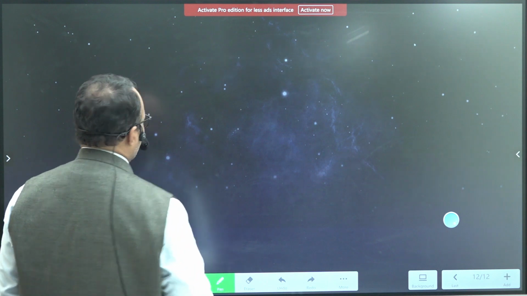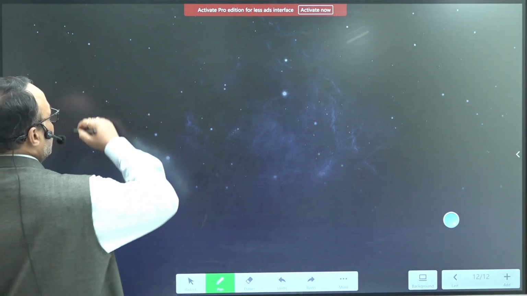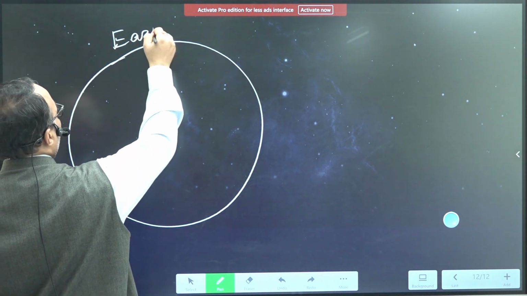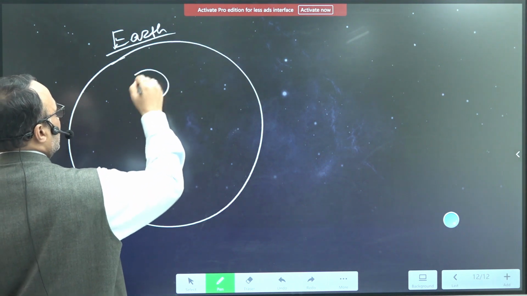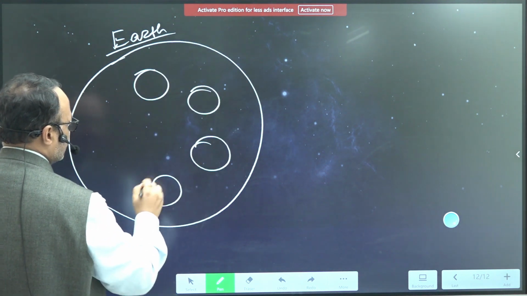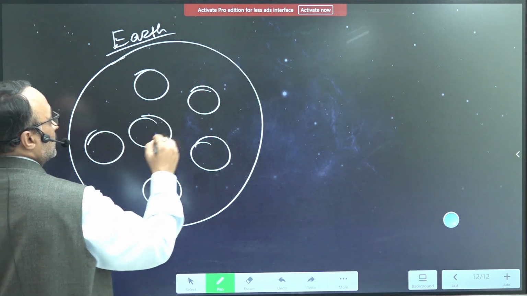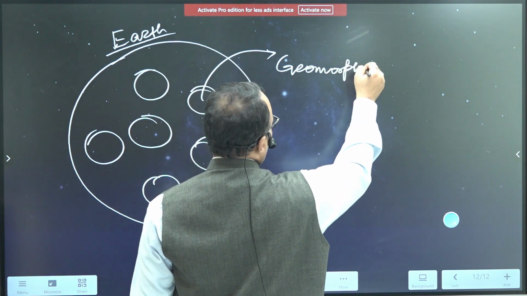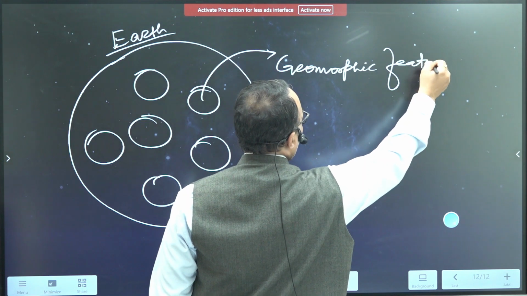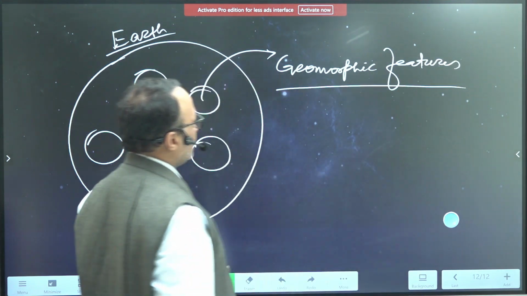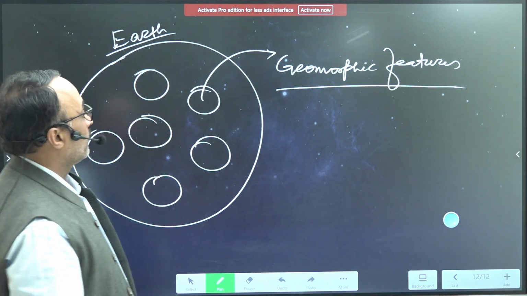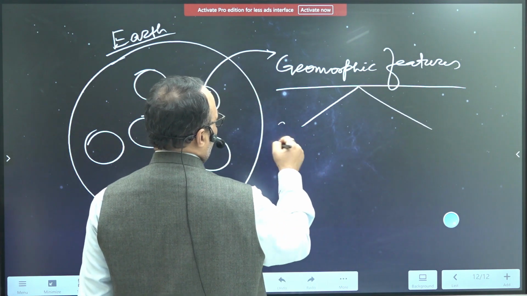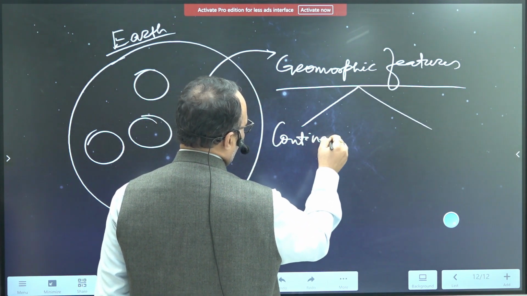Now, another topic I am giving you is a certain idea about this entire Earth. If you take a holistic view, then you observe multiple geomorphic features. So these geomorphic features, the variety of geomorphic features that is available throughout the globe, could be divided into 2 parts: continent and ocean.